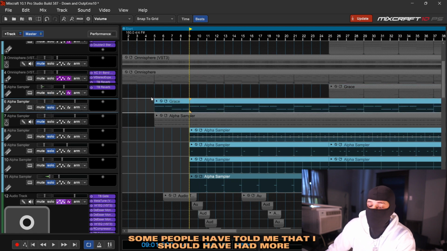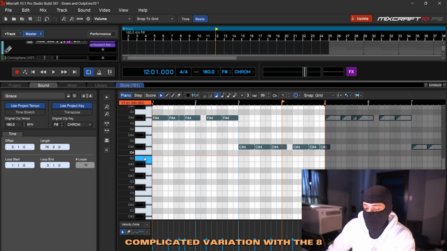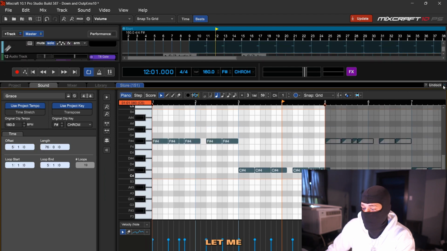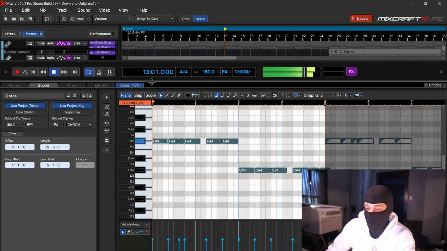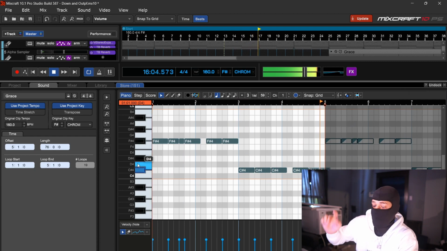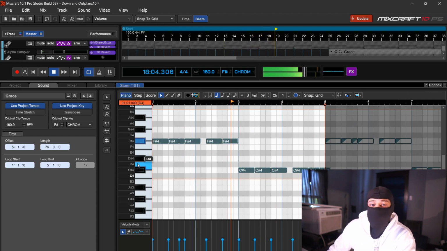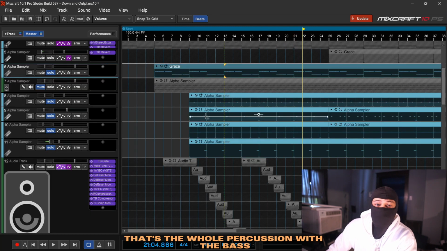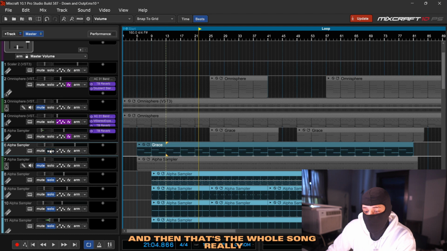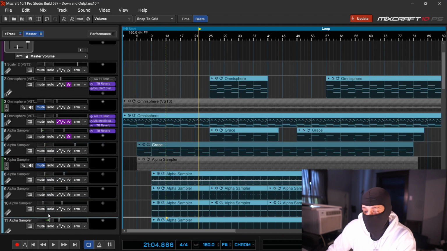Some people have told me that I should have had more complicated variation with the 808. But let me... I'm about to play it with the percussion. Yeah, that's basically it. That's the whole percussion with the bass. And then that's the whole song, really. I'm about to play everything together without my vocals.